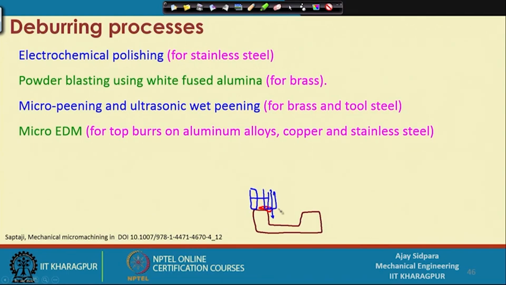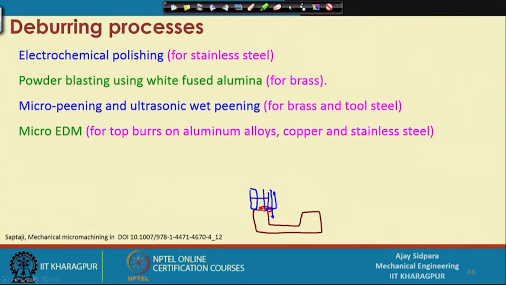What is important here is that you have to give a tool path in such a way that it should not destroy this particular feature. Then you can use the EDM for the top burr for the aluminum alloy, the copper and the stainless steel. So, these are the different materials which are successfully machined or deburred by the EDM process.